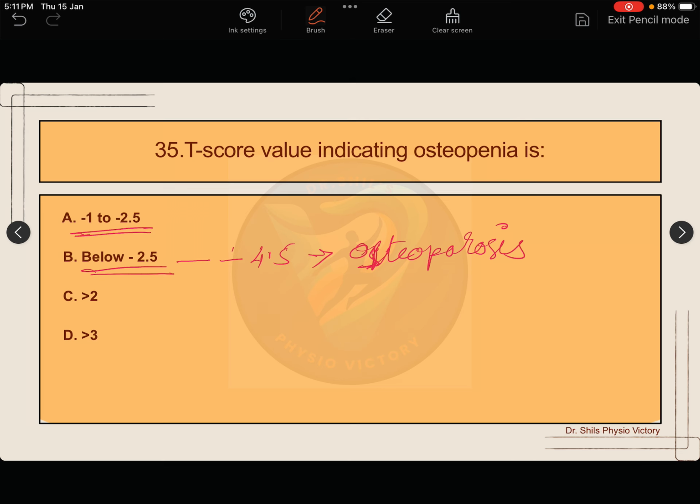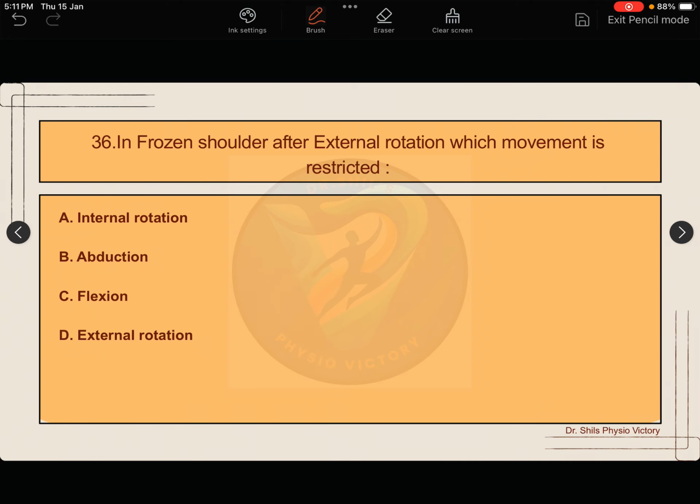Next, come to question number 36. In frozen shoulder, after external rotation, which movement is restricted? Option A internal rotation, option B abduction, option C flexion, option D external rotation. Here the correct answer is option B, abduction. So the capsular pattern is external rotation, then abduction, then internal rotation.